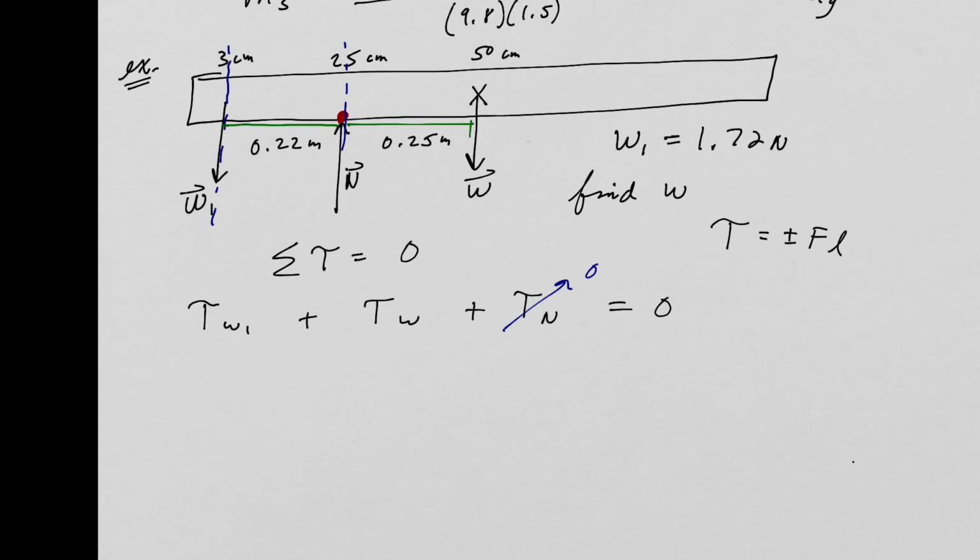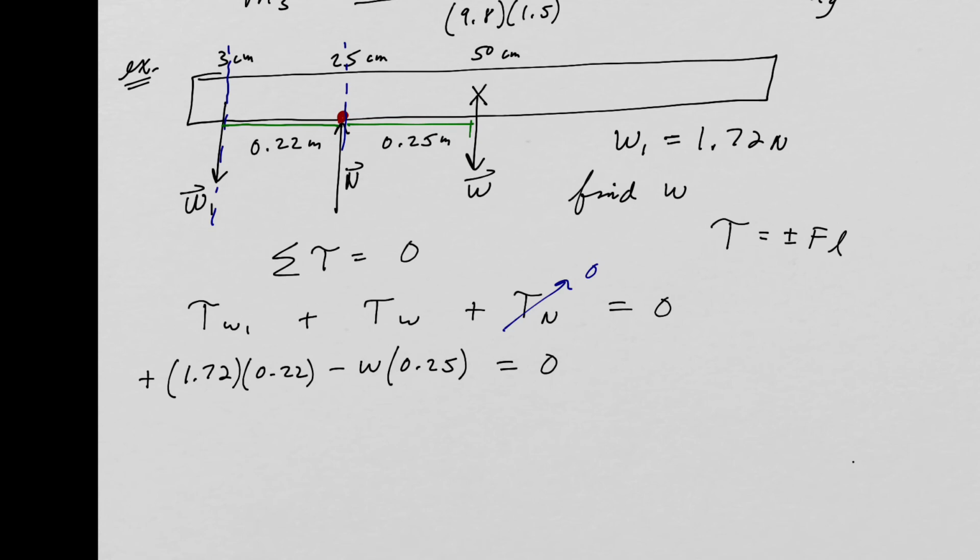So this is going to be 1.72 times the moment arm, 0.22. And since W1 would tend to rotate it counterclockwise, that one's positive. Then the torque due to W is going to be W, which I don't know, times the moment arm, 0.25, and that torque is negative, and that equals 0. So notice I didn't have to multiply by 9.8 because I already have the weight. I already have the force, which is the weight. Normally we're just given the mass and you have to convert into weight. Here we already have the weight itself.